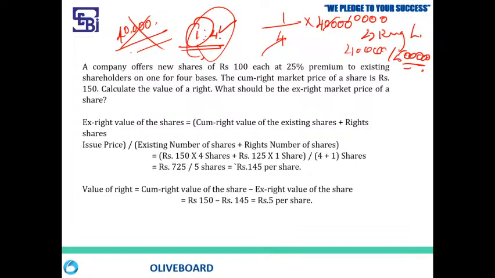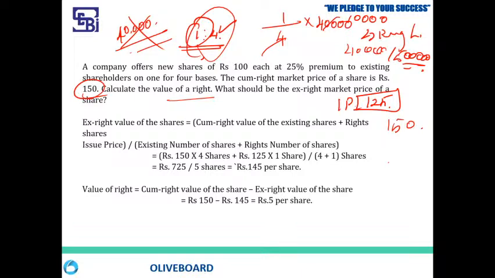Next, coming to your issue price. Company offers new shares of rupees 100 each at 25% premium, which means your issue price is 125. Your issue price is 125 because 100 plus 25 rupees premium. So 125, alright, this is the issue price. Next, cum-right market price of a share is 150. So cum-right they have already given 150.